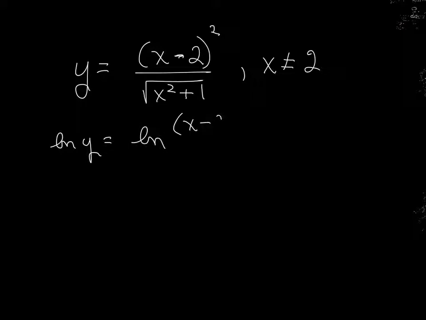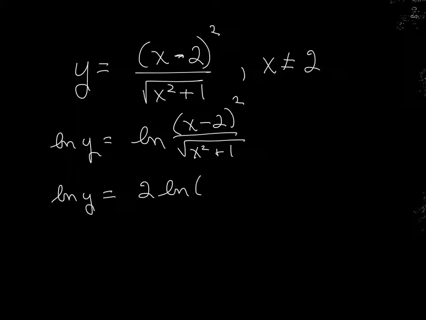We're just taking the natural log of x minus 2 squared over the square root of x squared plus 1. Just like we did before, we're going to expand this, and we're going to have twice the natural log of x minus 2 minus 1/2 the natural log of x squared plus 1.